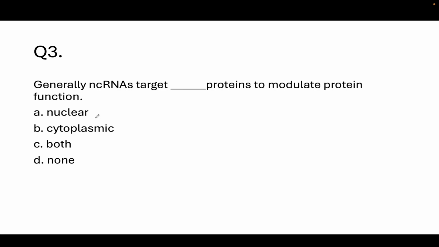Generally, non-coding RNAs target dash proteins to modulate protein function. Earlier we were talking about protein production. Now I am talking about modulation of protein function. Do they target the nuclear proteins or cytoplasmic or both types of proteins or none? Which one is it? Try to answer this.